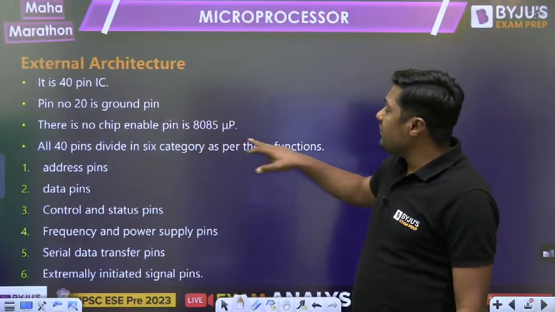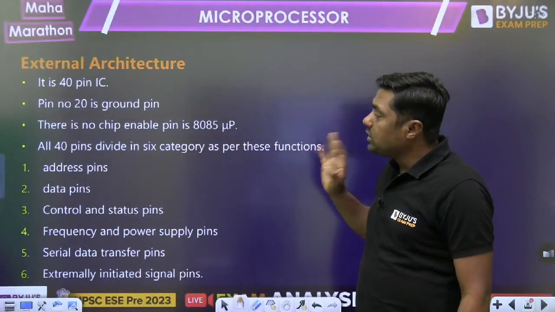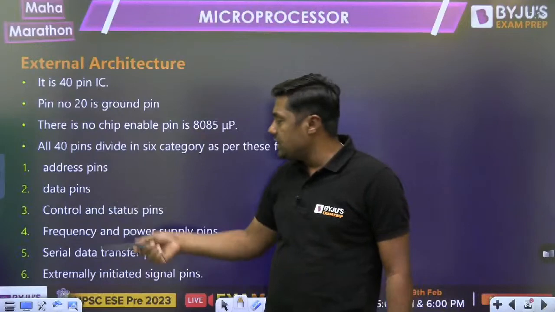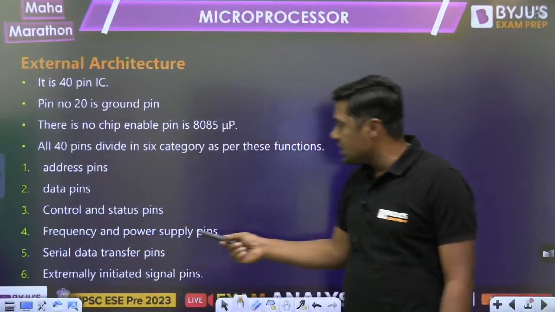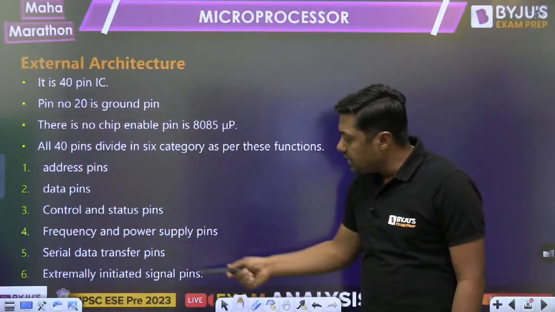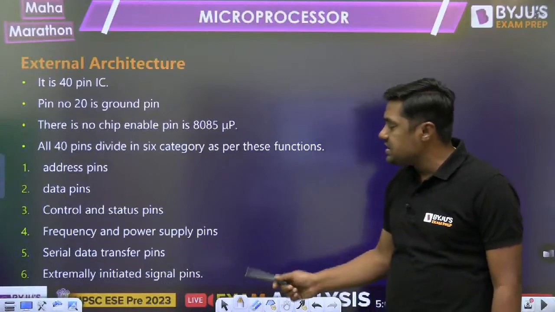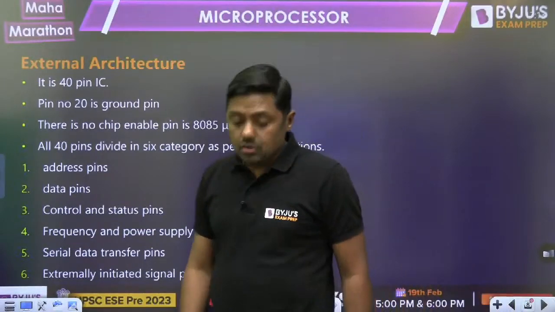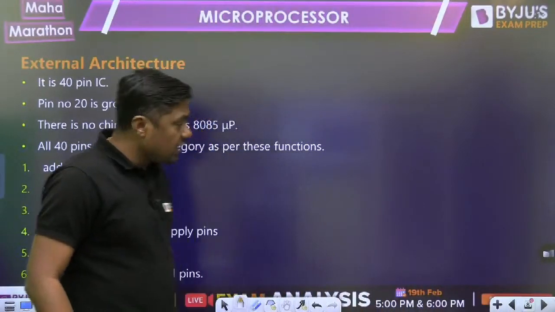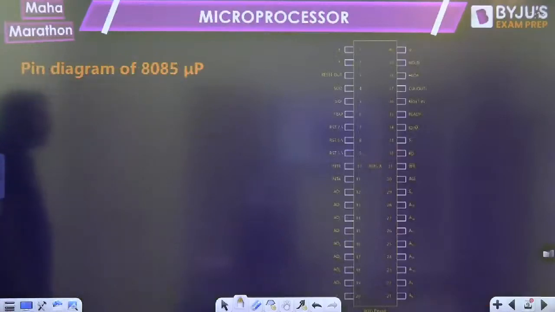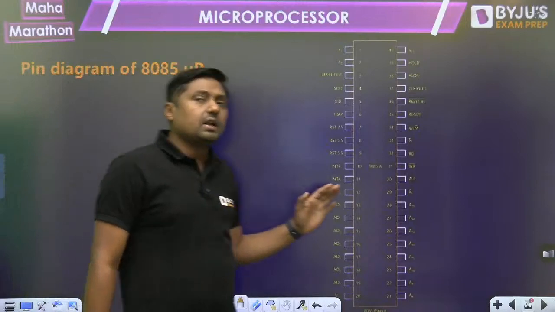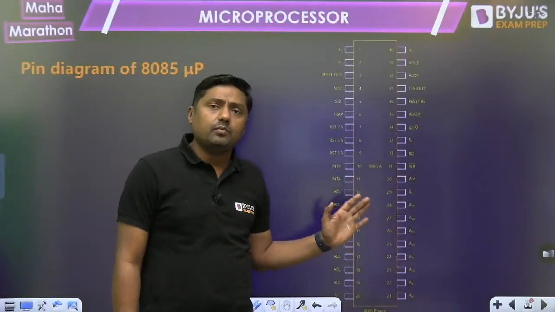All 40 pins are divided into 6 categories. What are they? Address pins, data pins, control and status pins, frequency and power supply pins, serial data transfer pins, and externally initiated signal pins. Okay. So how many students have the idea about that? Now, this is the total 40-pin diagram. This is called the pin diagram for the 8085 microprocessor.